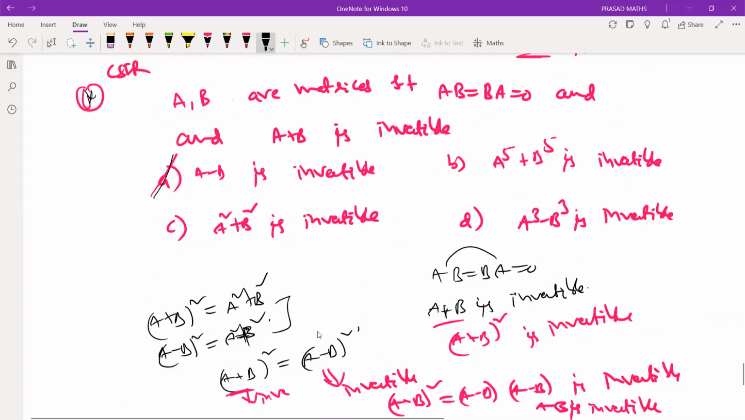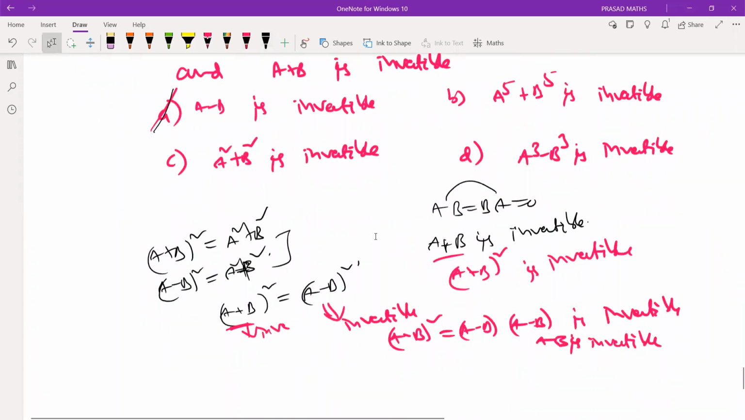The first option is right. Similarly, what is A power 5 plus B power 5? Anybody? Sir, all options are right? Yes, I checked the first option. What is A power 5 plus B power 5? I actually didn't look at the option. Consider (A plus B) whole power 5.